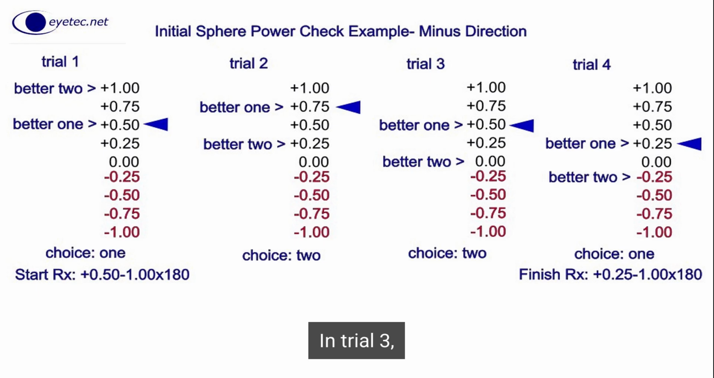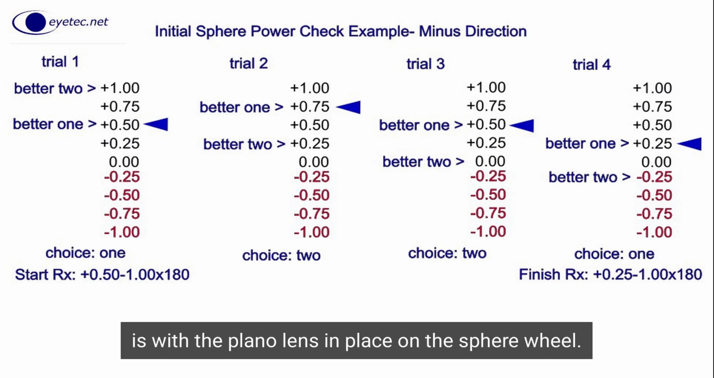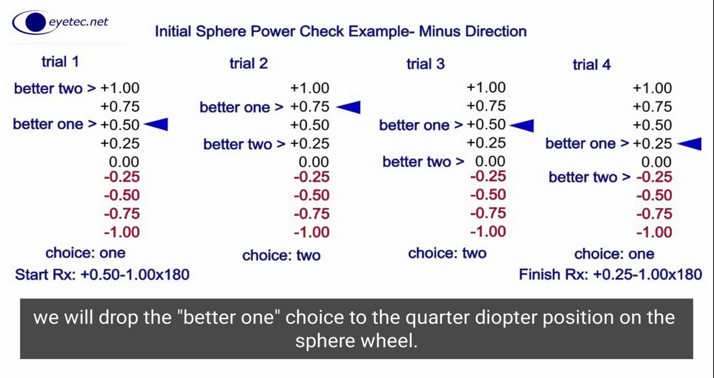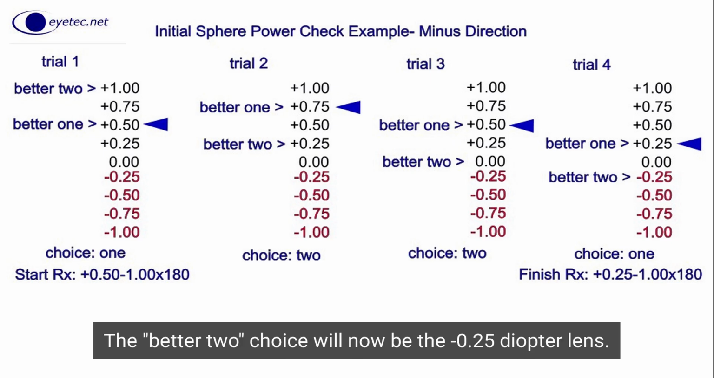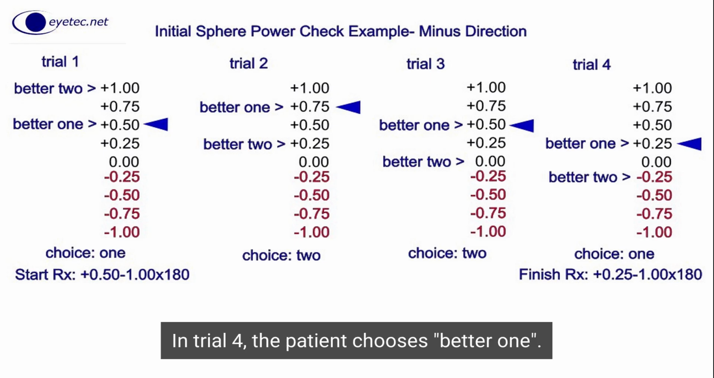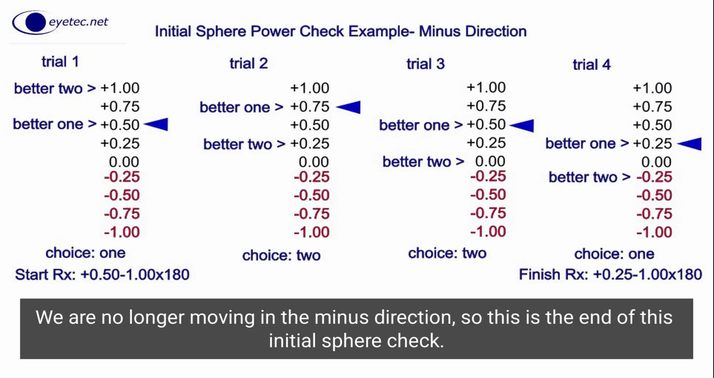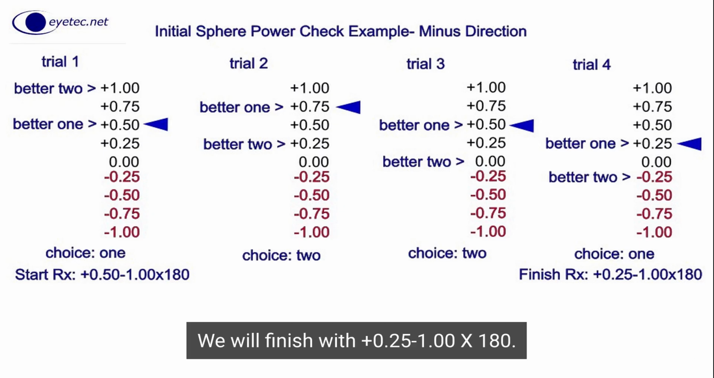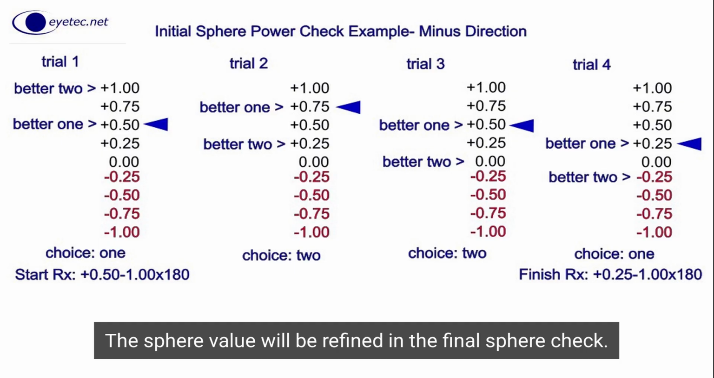In trial 3, the patient indicates that her better vision is with the plano lens in place on the sphere wheel. In trial 4, we will drop the better 1 choice to the quarter diopter position on the sphere wheel. The better 2 choice will now be the minus quarter diopter lens. In trial 4, the patient chooses better 1. We are no longer moving in the minus direction, so this is the end of this initial sphere check. We will finish with plus 25-1 at axis 180. The sphere value will be refined in the final sphere check.